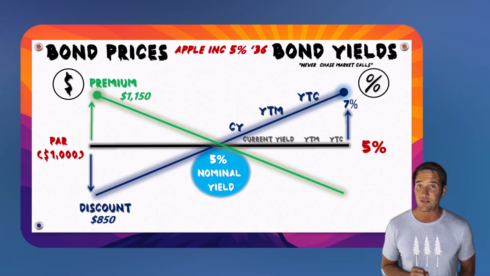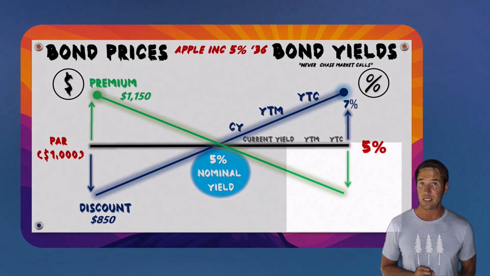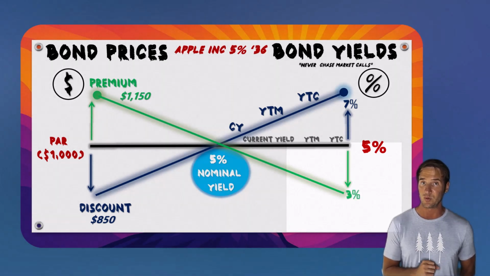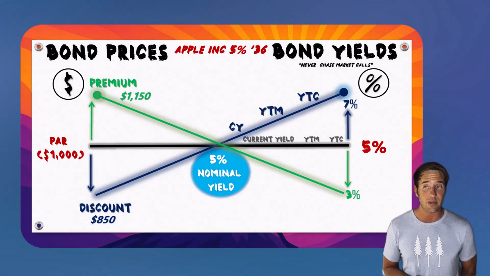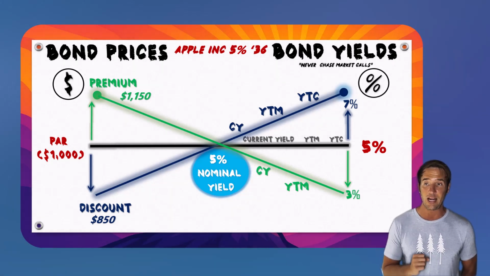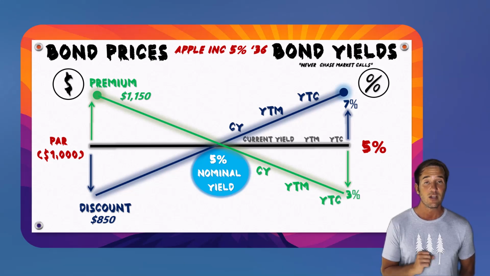Now, what can we tell from this seesaw? We can tell that interest rates have dropped. And for the purpose of the example, I said 3% is what they had dropped to. Okay. Then we're going to go ahead and drop in our yields. Well, the nominal's already listed. Let's drop in our CY, our YTM, and lastly, our YTC. Okay, so that is a recap of the two scenarios that we did.